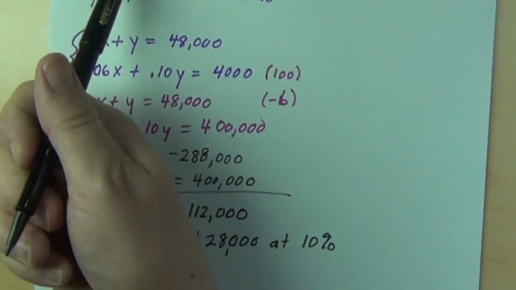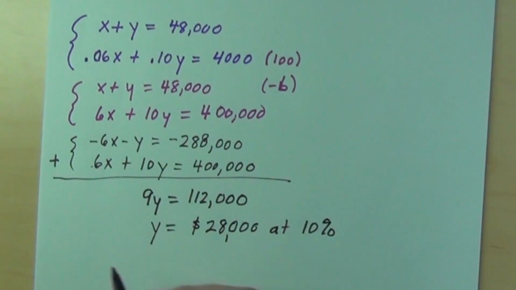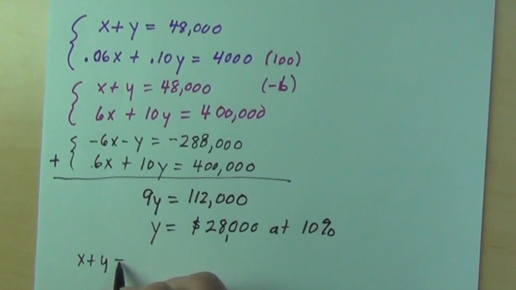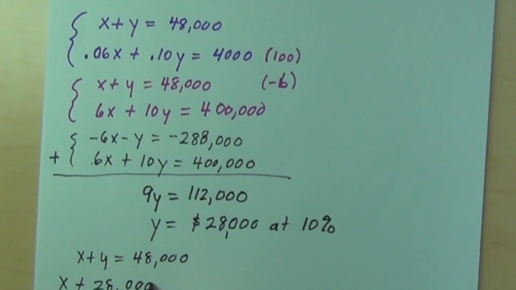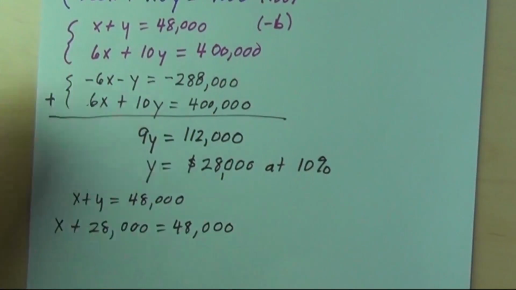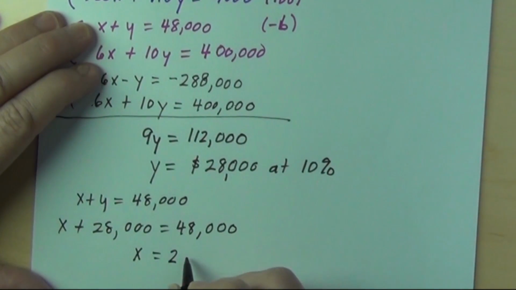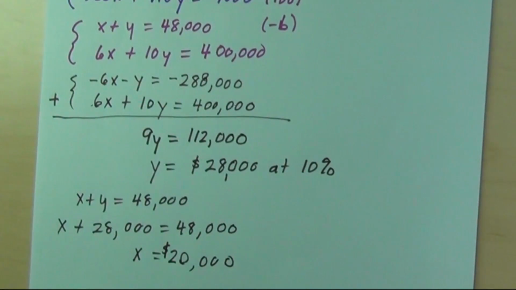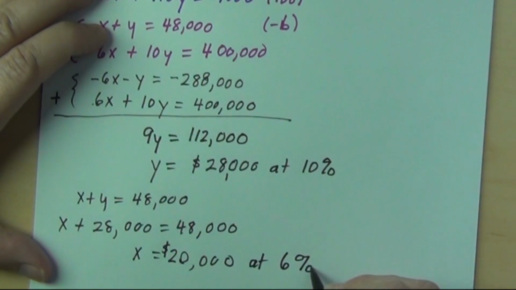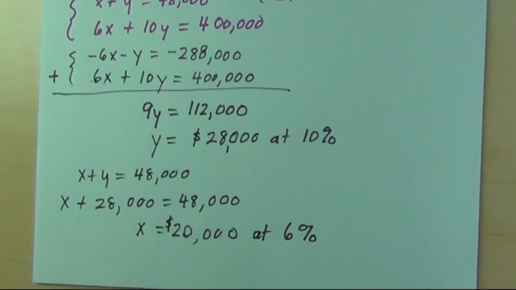But it wants to know how much is invested at each rate. So now I need to find X. Since we had X plus Y adding up to 48,000, and we now know that Y is 28,000, we can solve for X. Subtract 28,000 on both sides, and you'll see that X is 20,000. Go ahead and remember your dollar sign there. $20,000 has been invested at 6%. And you can check that if you would like, but it does check out.